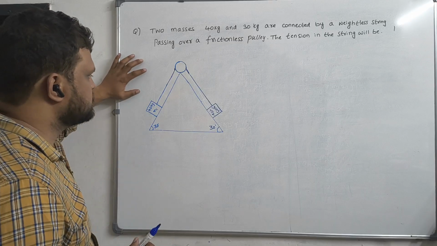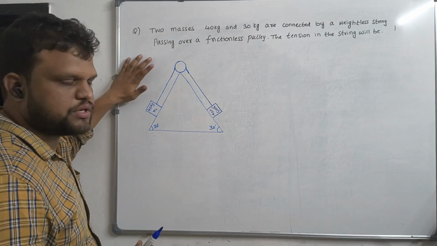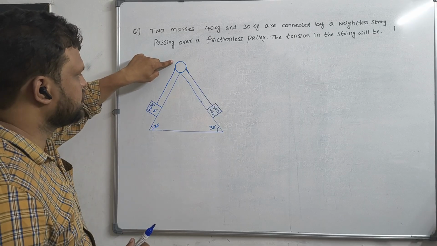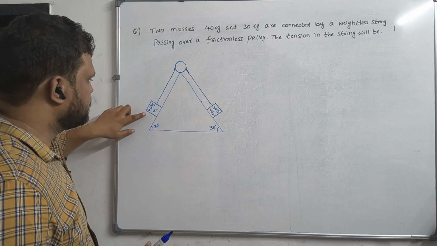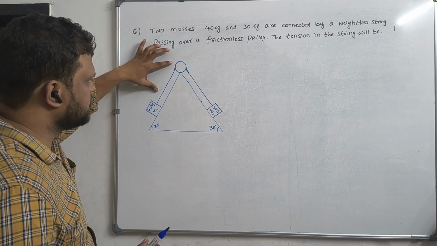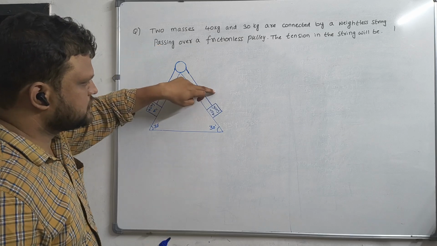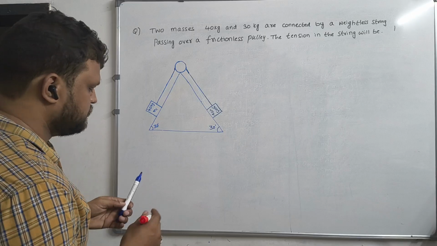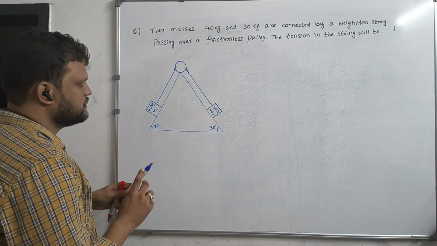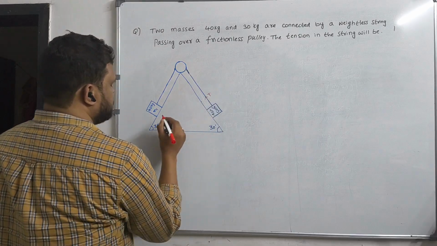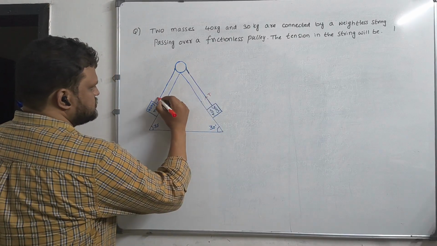Now in this particular question, this is a wedge type of question. If you see here, there is a pulley which is frictionless and also massless, and a string is passing over it. There is a 40 kg block on one side, and on the other side a 30 kg block. Before going further, let us show the reactions. So this is tension T, and this is also tension T.